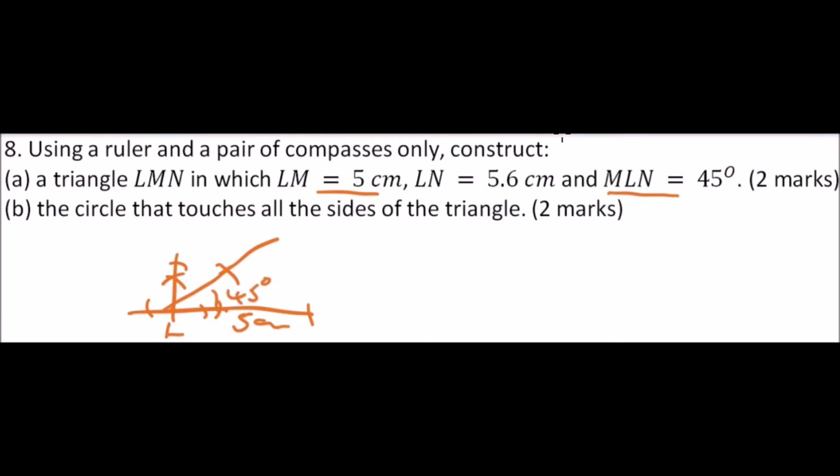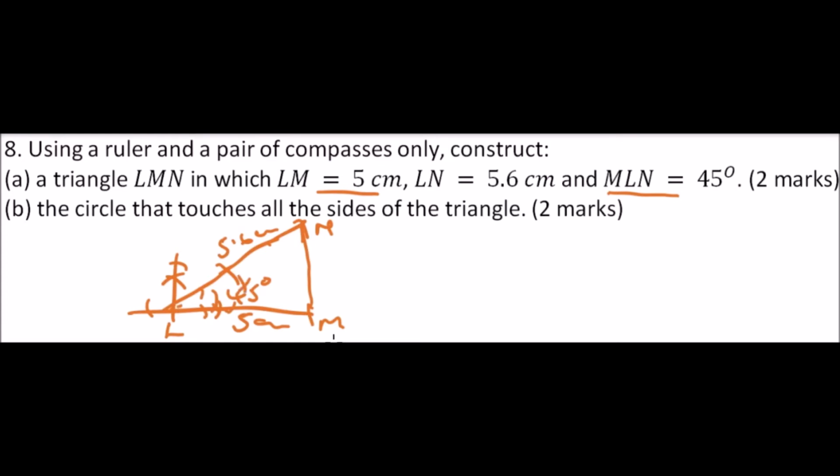From there, since you are told RN is 5.6, you measure 5.6 centimeter with your divider, then use your compass to make that mark. Then this is your N, and you can join the 2. This is our M. That way you'll be able to come up with a triangle LMN.